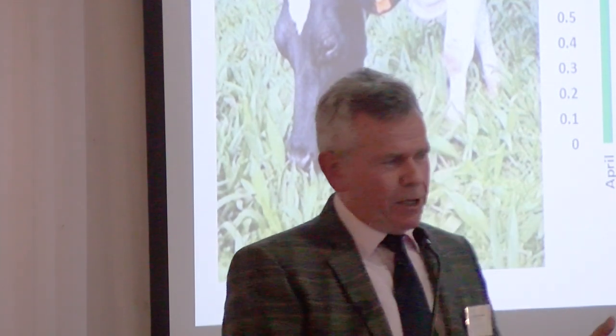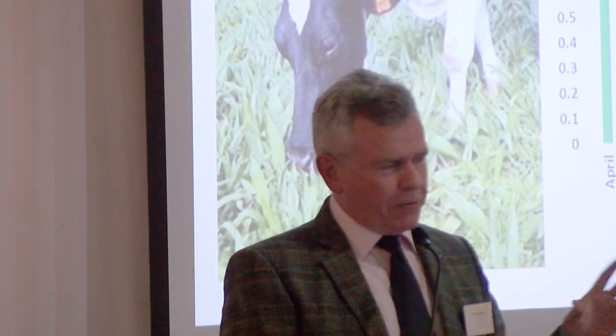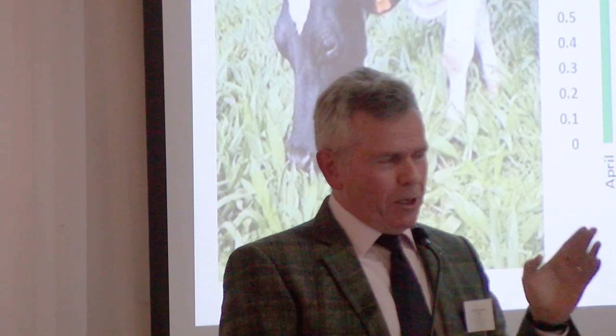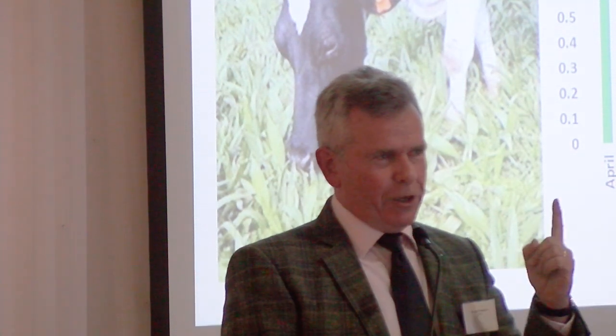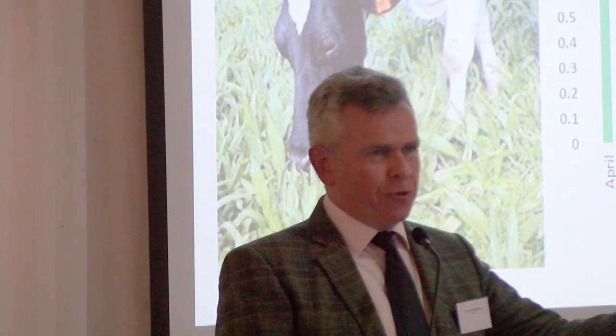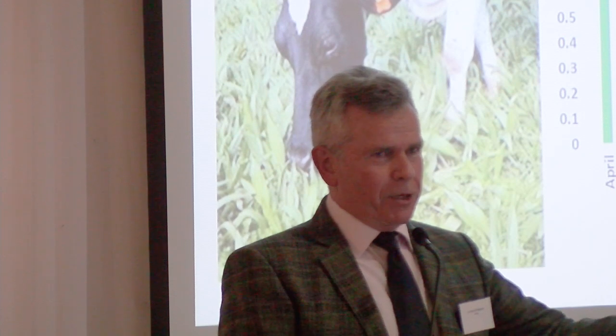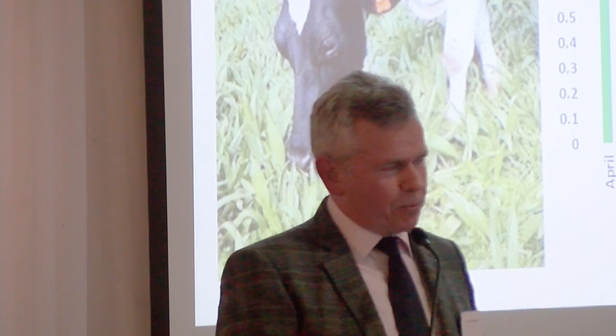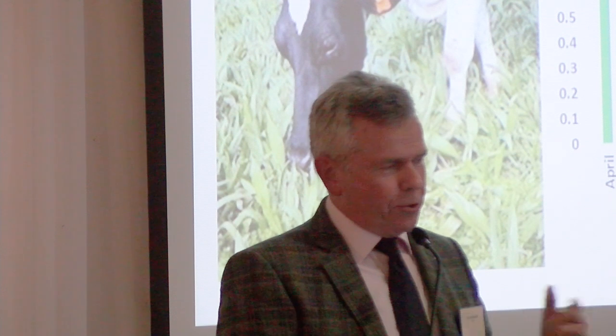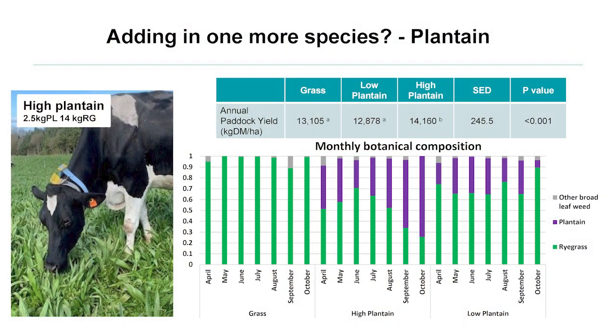A DARE-funded trial that we're just getting up towards the end of after 2 years of grazing. Could we just add in 1 extra species into a traditional grass-based sward? In this case, what we call the high plantain sward, 2.5 kilos of plantain added in with the ryegrass. That's what a high plantain sward looks like. And the dairy cow performance has all been good and safe.